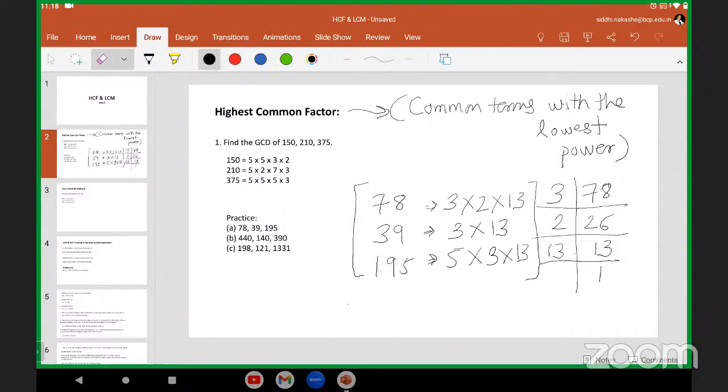And what is the lowest power for both of these numbers? 3 raised to 1 and 13 raised to 1, right? Because there is no number in which there are two threes or two 13s. So the lowest power is what? 3 raised to 1 and 13 raised to 1. Is that clear for everyone? So which means the HCF here is 39.